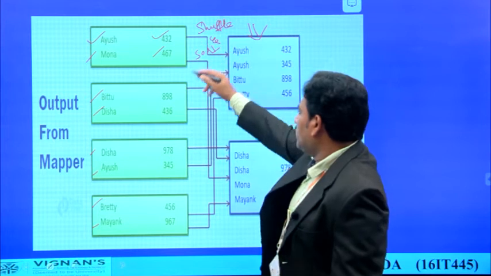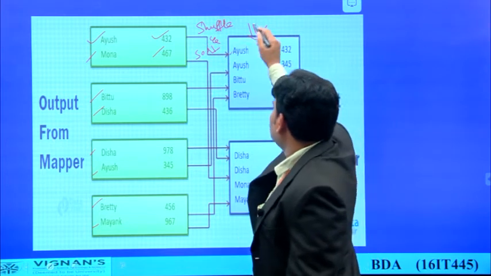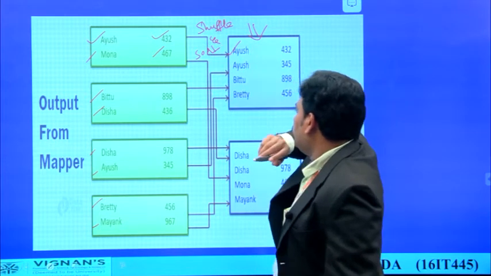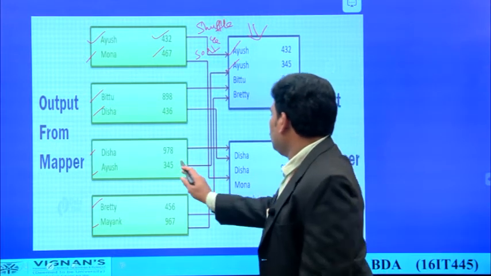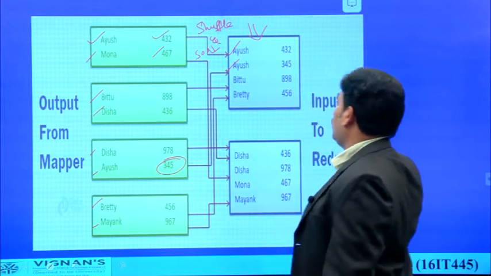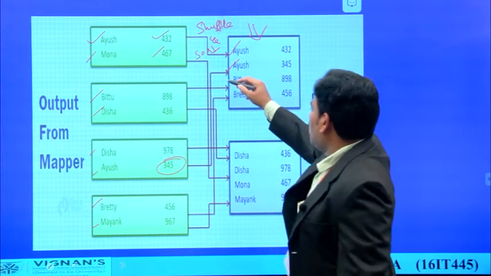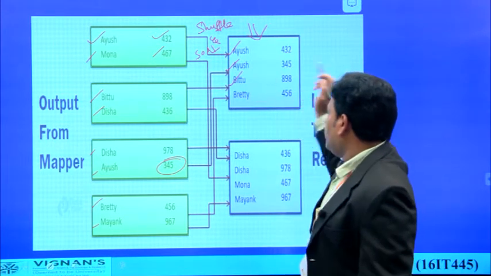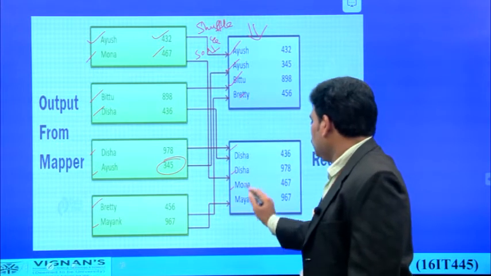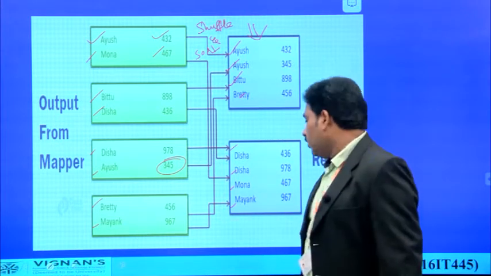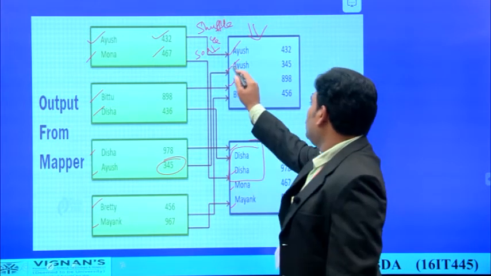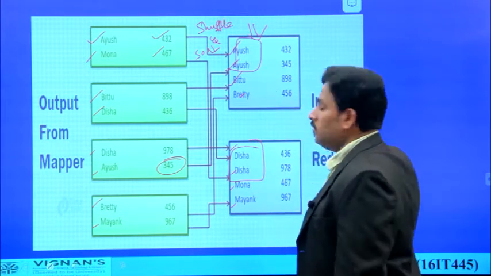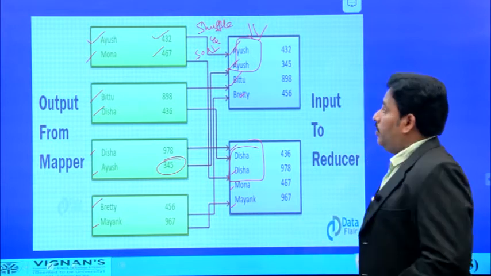So here after shuffling and sorting, we got Ayush is available in node 1, Ayush with the same name but another value, that is 345, and another in alphabetical order it's B2, it is 898. Like that we got all the 8 values in alphabetical order. If you look carefully, here we are having a duplicate and here we are having a duplicate. Now it doesn't delete the value, it will combine.